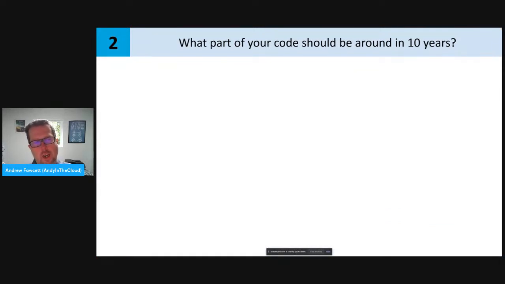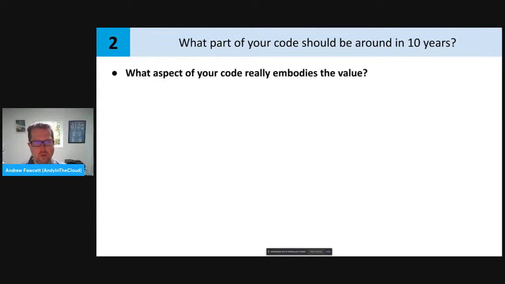So the second question here is, what part of your code should be around in 10 years' time? We put a lot of effort into this code, and we accept that some code might change in terms of feature demands and so on. But generally, we're building a bedrock of an application that we want to endure, and our customers want to see that endure and be consistent as well, because they're making a big investment, or our users.